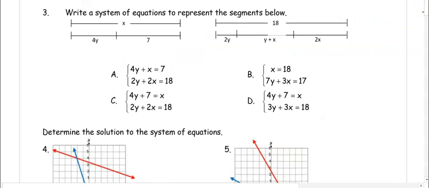In number 3, we want to write a system of equations to represent the segments. So in the first segment, our whole length is x, so we're going to set it equal to x, and we're going to add the parts, 4y plus 7. In the second part, our whole length is 18. When we combine like terms, 2y plus y is 3y, and x plus 2x is 3x. So the two equations that match them would be D.